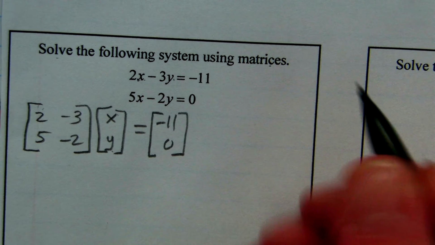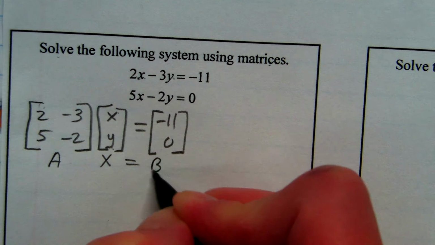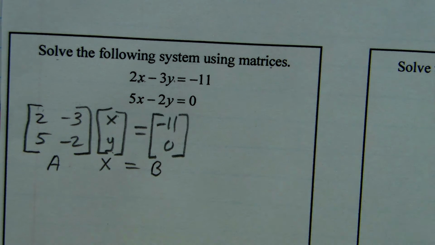All right? So this is matrix A. They call this matrix X, and this is matrix B. So we're just rewriting everything in the equation in matrix form?